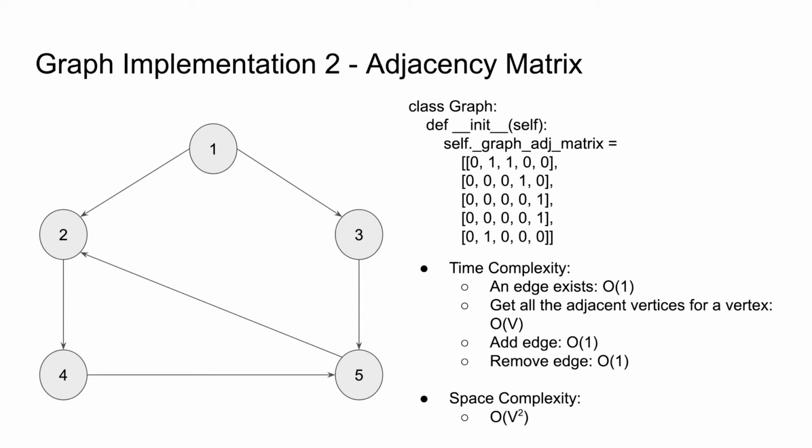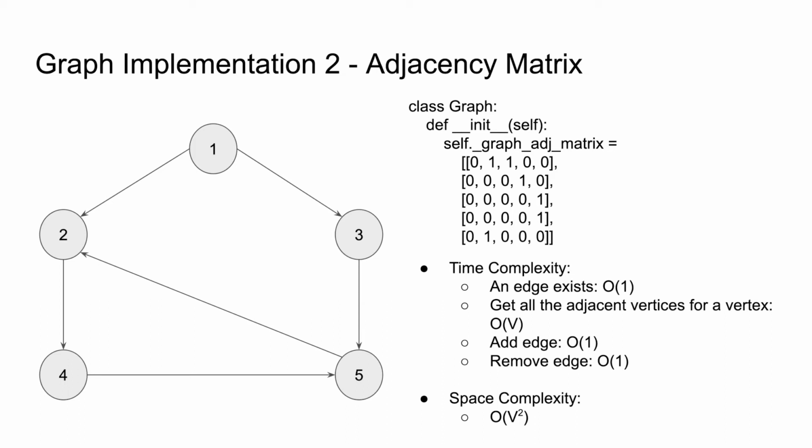Second operation is get all the adjacent vertices for a vertex. To do this, we'll have to iterate through one particular row. For example, if we want to find all the adjacent vertices for vertex 1, we'll have to iterate through row 1. And if we are iterating row 1, how many elements will we see? We will see a number of elements equal to v, where v is the number of vertices in the graph.